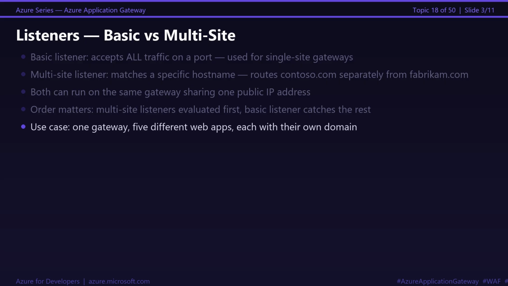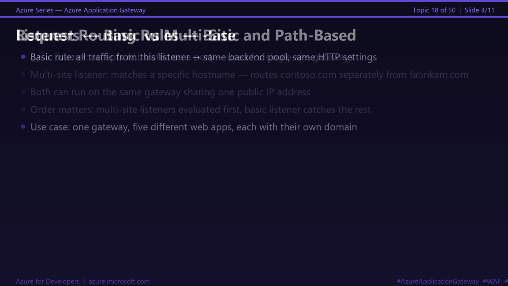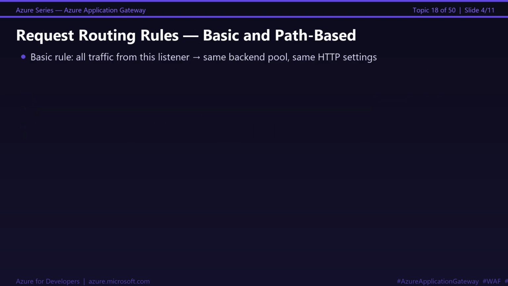Example. Your app lives at contoso.com. Your API runs on Node.js servers. Your static images are served by a separate service. Your checkout process uses a different backend entirely. With path-based routing.